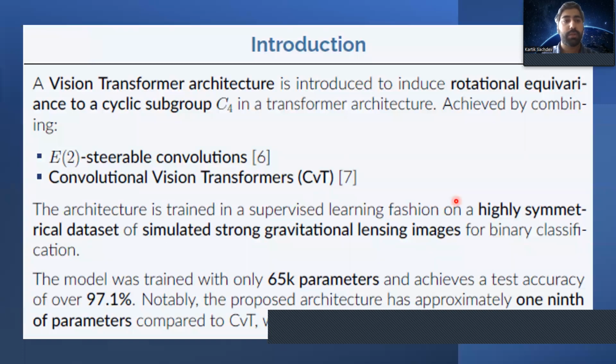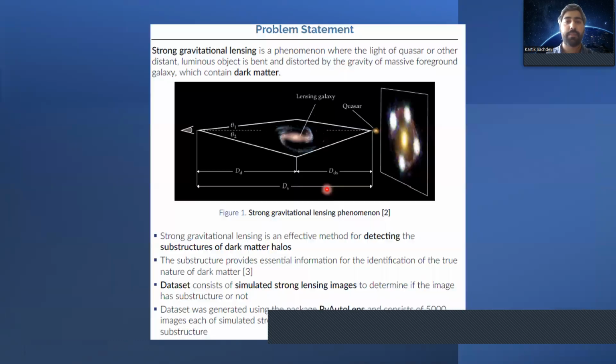So in this work, two different types of networks are combined, namely E2 steerable convolutions and convolutional vision transformers. This way, it induces rotational equivariance to a cyclic subgroup C4 in the transformer architecture. The architecture was trained in a self-supervised learning fashion on a highly symmetrical dataset of simulated strong gravitational lensing images. And the model had an accuracy of 97% with only 65,000 parameters.